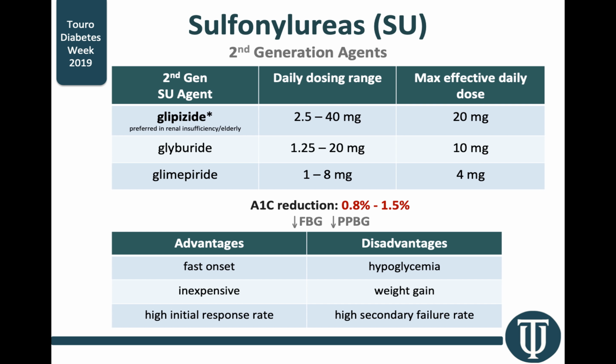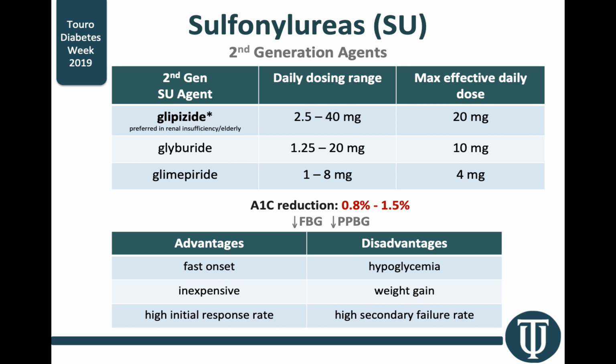And for sulfonylurea, it will help to reduce fasting blood glucose as well as postprandial. So what are some advantages? It acts really fast, this class of medications is very cheap, and there is a high initial response rate. So patients do respond to this class of medication initially.